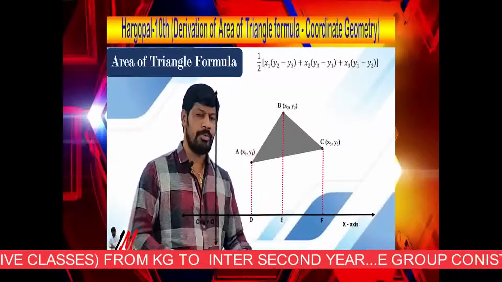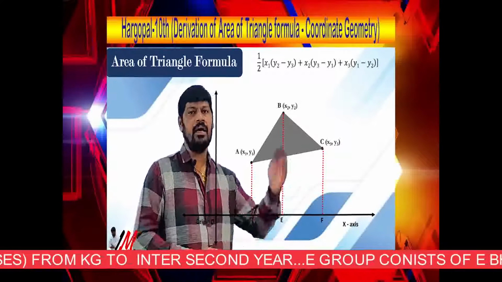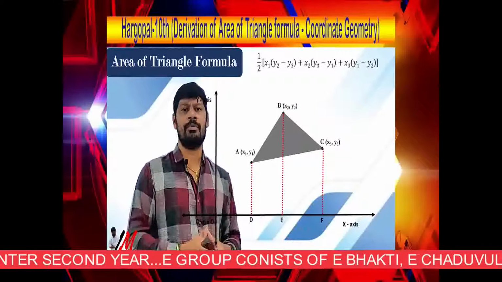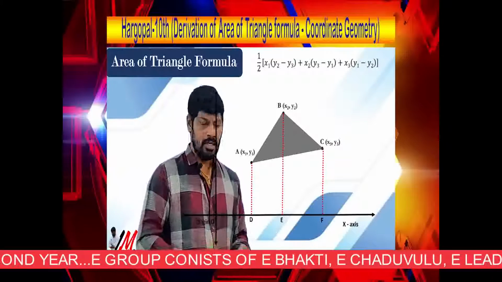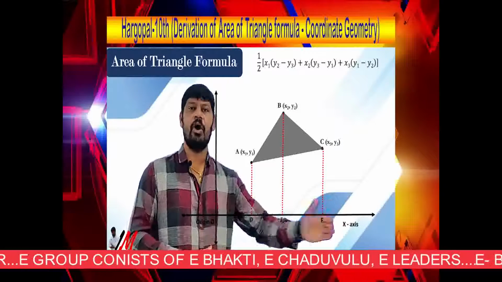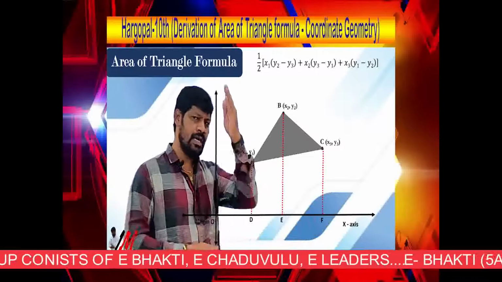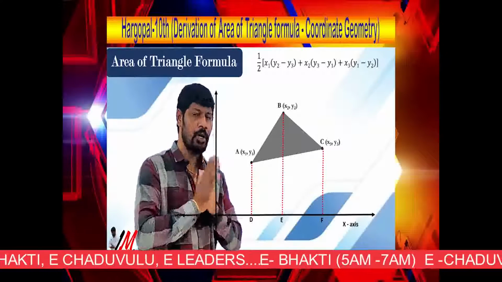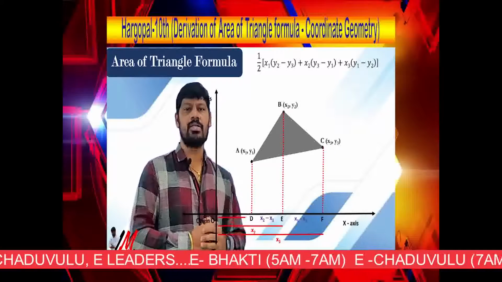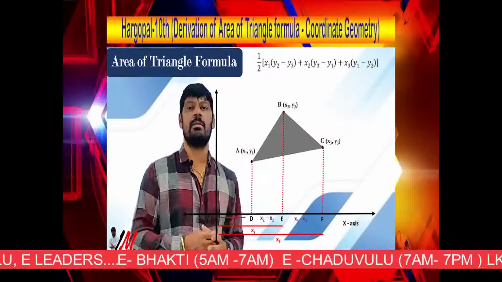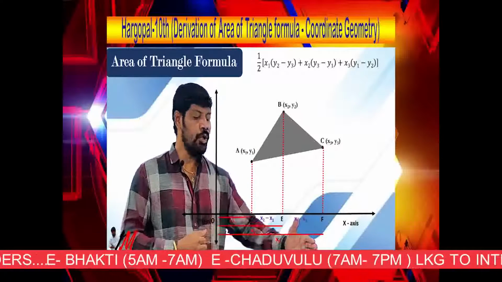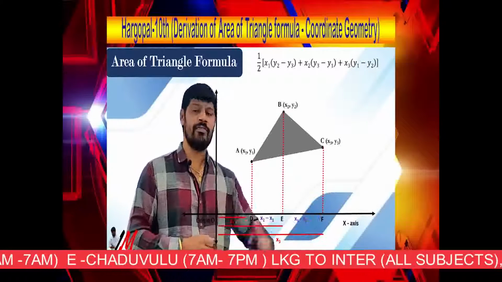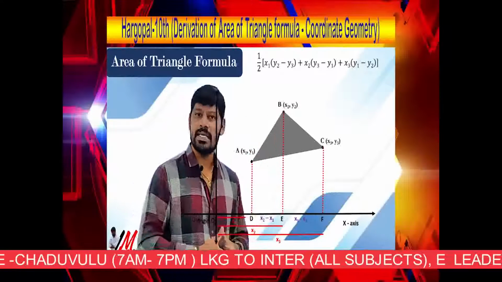From A, I drop a perpendicular, so we got a point D. From B also we drop a perpendicular, let me take it as E. And from C also, let me drop a perpendicular and let us take that point as F. Now clearly you can see D, E, F are three points on the x-axis. Now we need not think about the y-axis. The length of OD is going to be x1, because the point is (x1, y1). The length of OE is going to be x2, because the point is (x2, y2). The length of OF is going to be x3, because the point is (x3, y3).